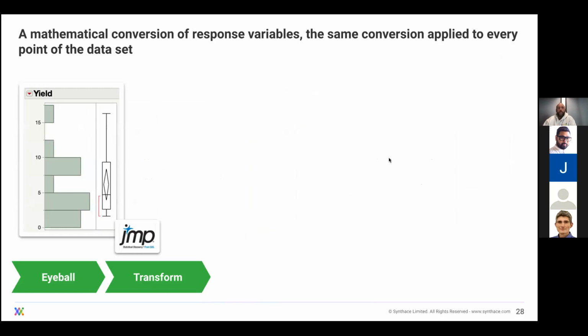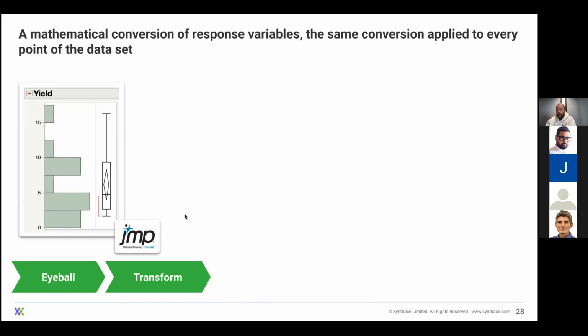The next step with the data is to assess whether it needs to be transformed. Transformation is a mathematical conversion of the response variable that is applied in the same way across the data set. Transformation of data can be required for subsequent linear regression analysis. This is the yield response shown in JMP. How do we know if or indeed which transformation of the data is required?